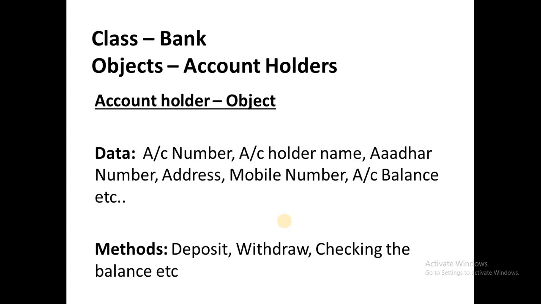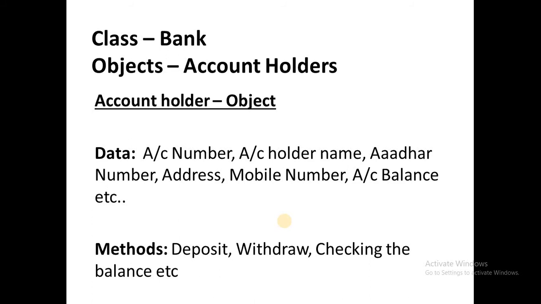There is data: account holder name, Aadhaar number, address, contact number, account balance. This is the data of the account holder, so these are the properties of the account holder. If you consider bank as a class and each account holder as an object, the object has two components: one is data and the other is methods.